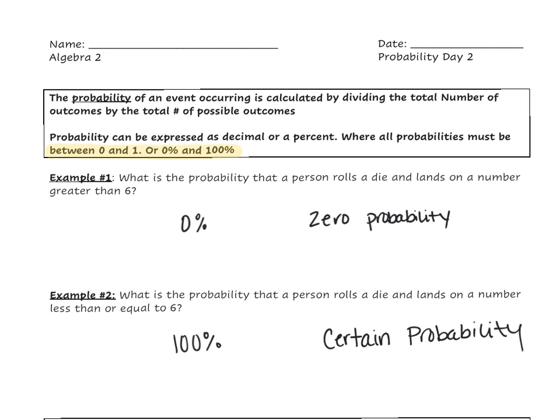And this really just shows you the range of probabilities. It's between 0 and 100%. It could be 100%. It could be, as a decimal, 0 or 1. All right, let's keep going.